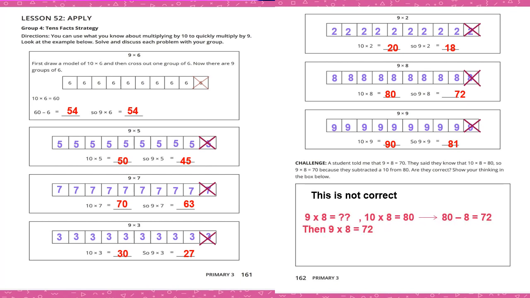This is not correct. Okay, why? Because for 9 times 8 we will use table 10 to get this result. So 10 times 8 equals 80. Don't forget to cancel one group of 8. It means 80 minus 8 equals 72, not 70. So 9 times 8 equals 72.